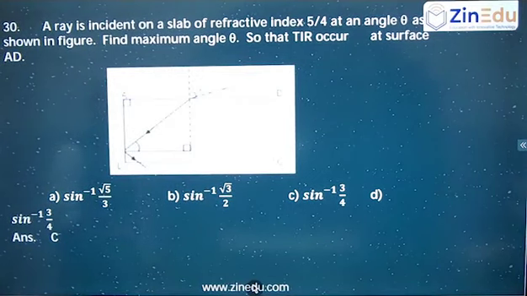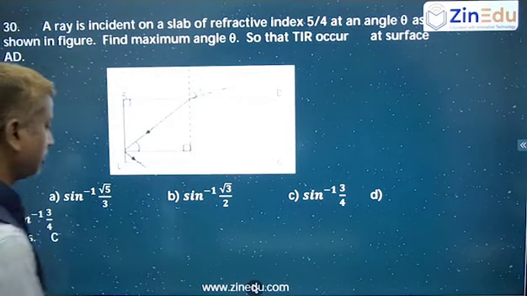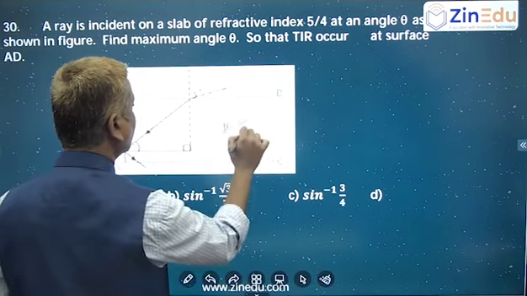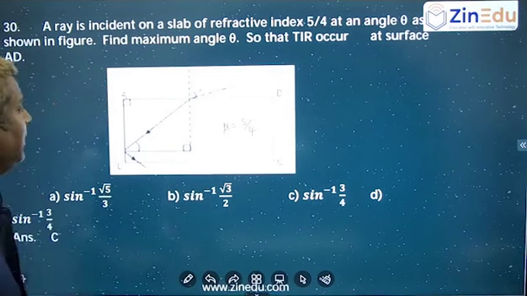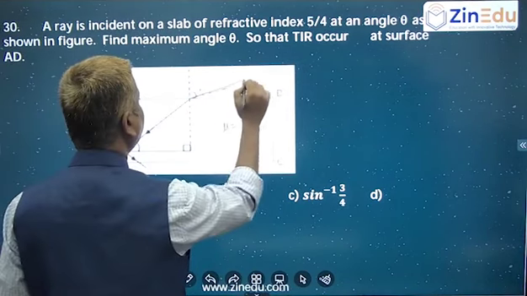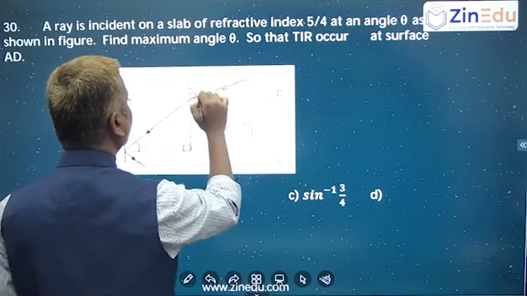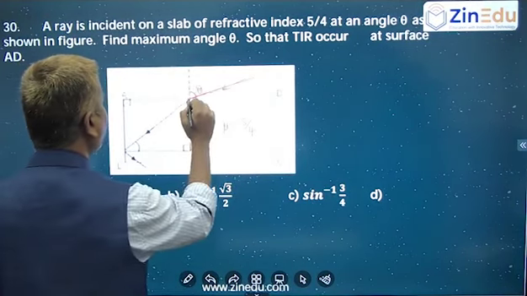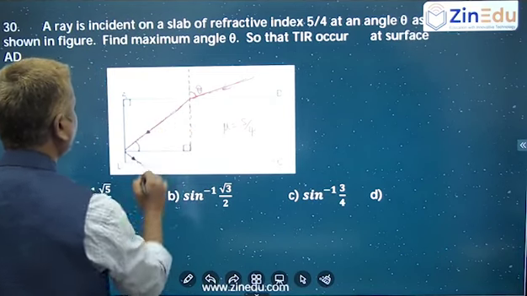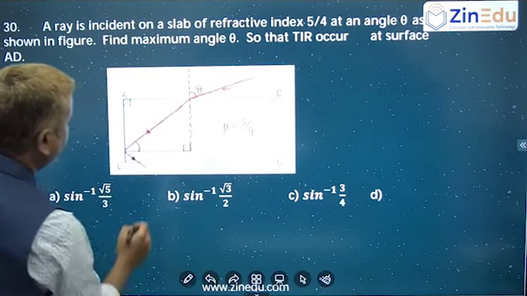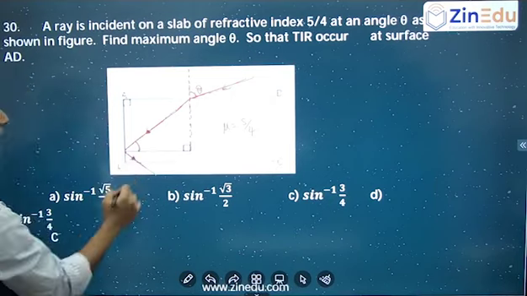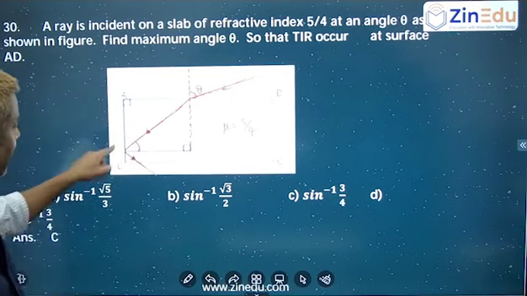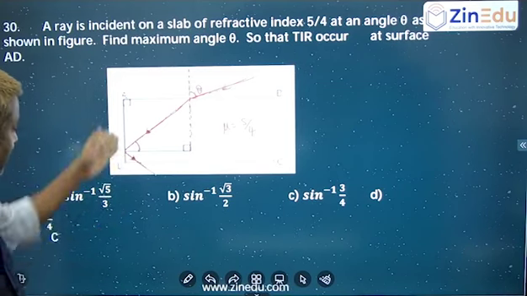A ray is incident on a slab of refractive index 5 by 4. So here is a slab of refractive index 5 by 4 at an angle theta. So here it is incident like this at an angle theta. Here is a normal, right? So it will get refracted here like this, and here it is getting total internally reflected at AD. So find the maximum value of theta such that total internal reflection takes place at this face.